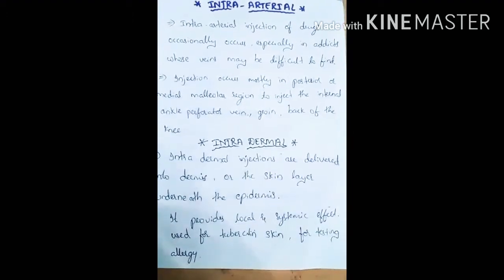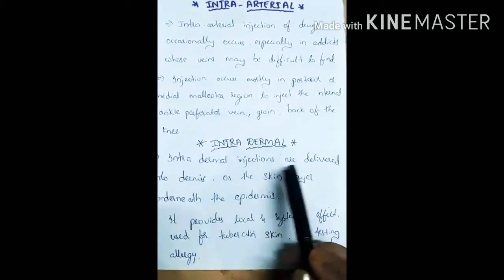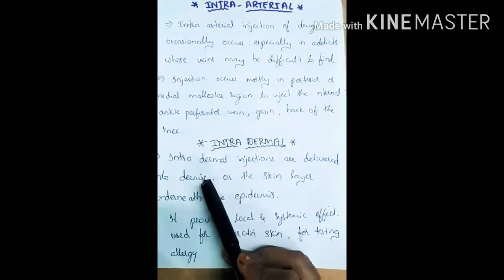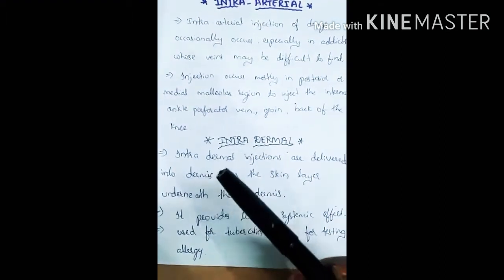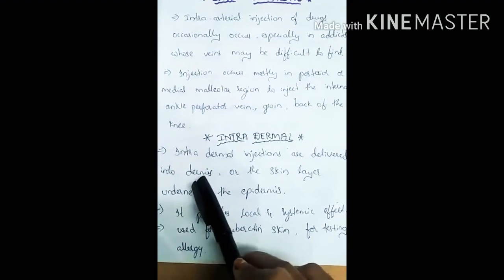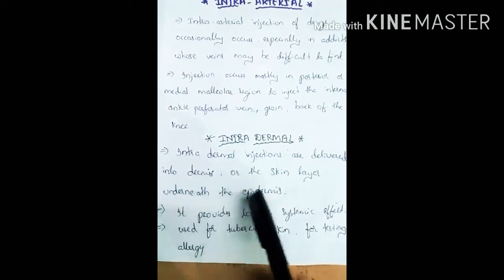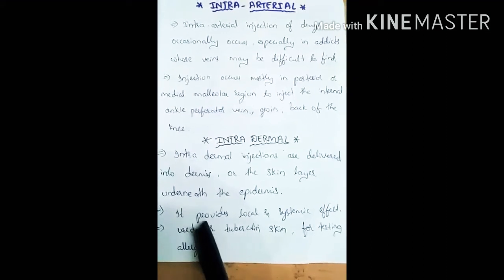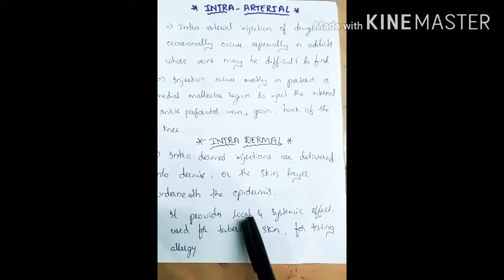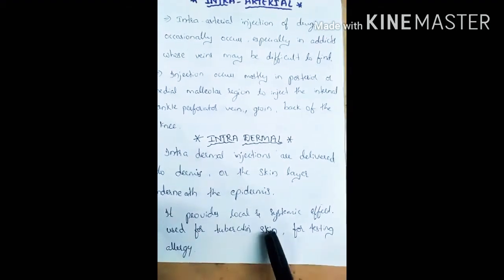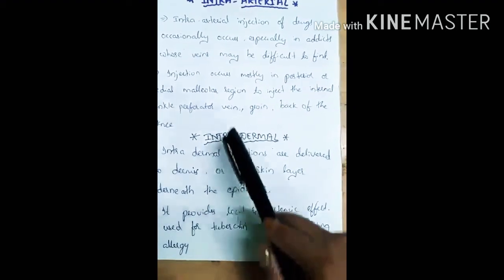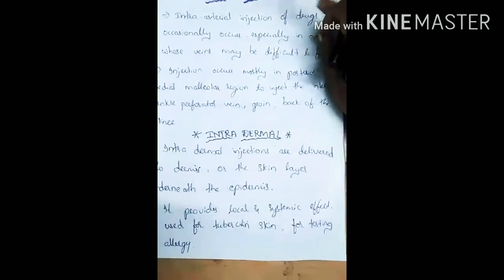Next, intradermal. Intradermal injections are delivered to the dermis. In the skin we have the epidermis, and below the epidermis we have the dermis, the skin layer underneath the epidermis. It provides local and also systemic effect. It is used for tuberculin skin testing and for testing of allergies.